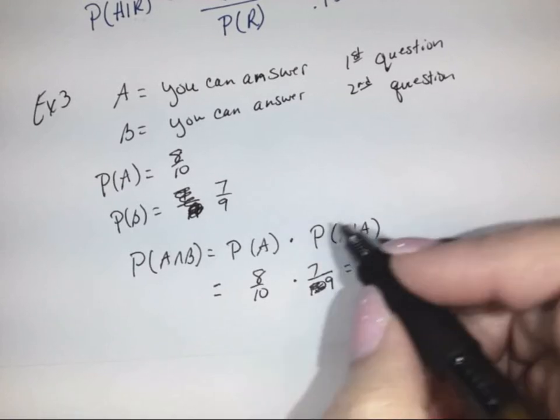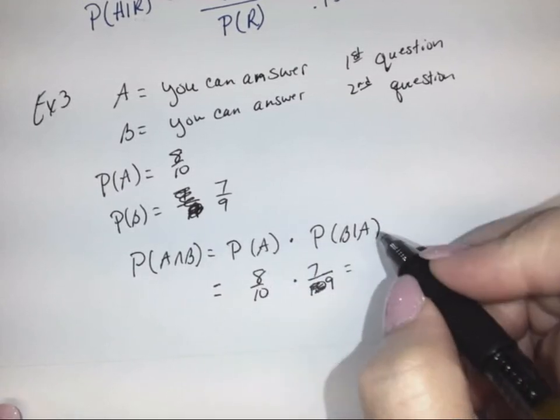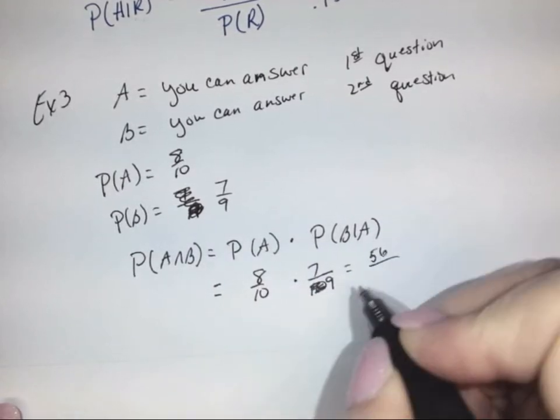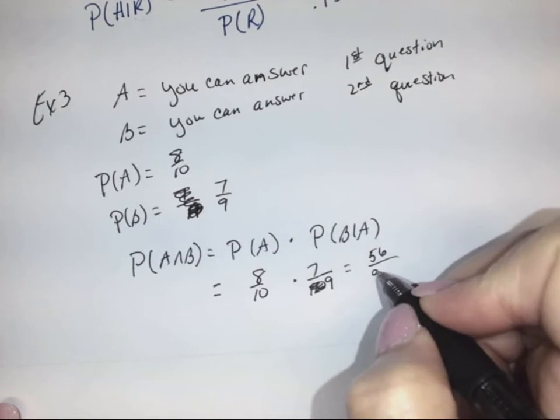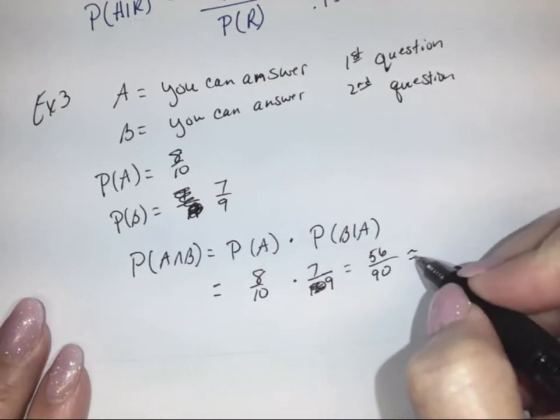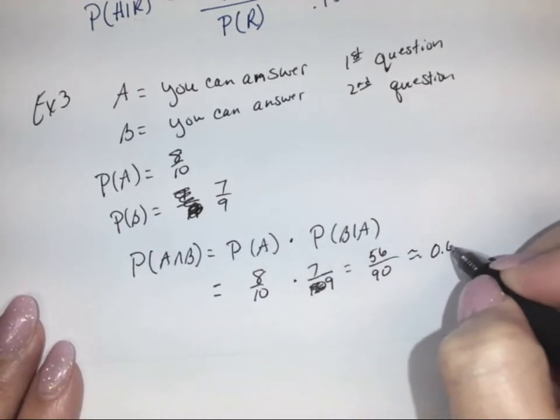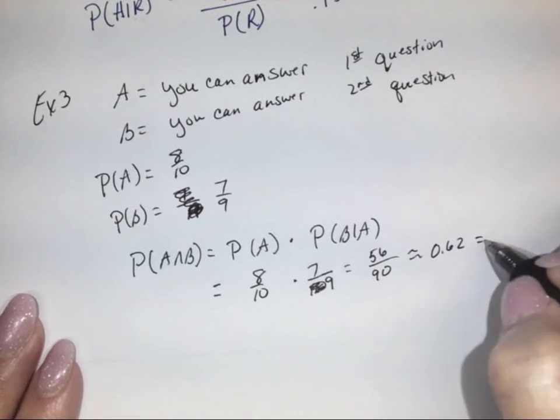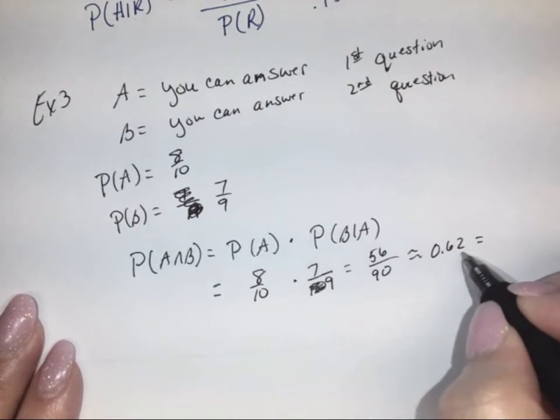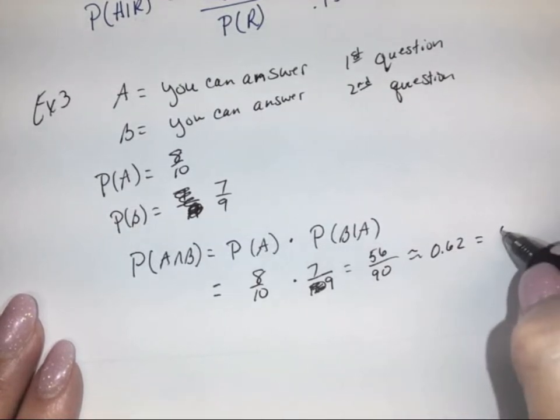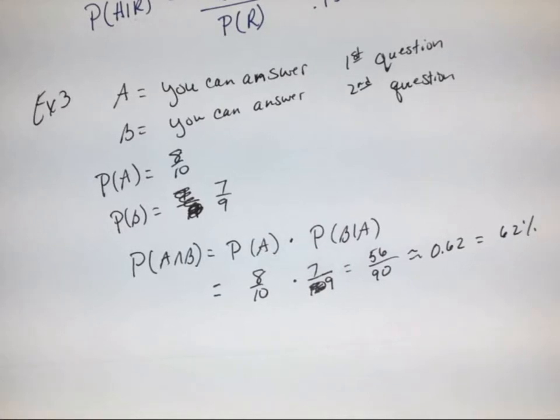So 7 over 9. So 8 times 7 would be equal to 56. And 10 times 9 would be 90. And if we put that in the calculator, we get approximately 0.62. Changing that to a percentage, we move the decimal place 2 places to the right, which would be 62%.